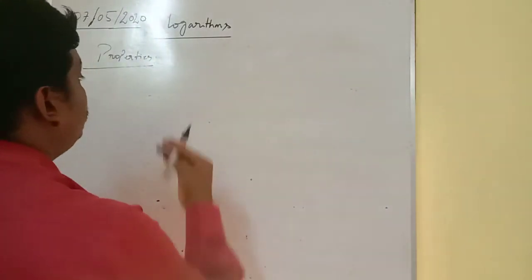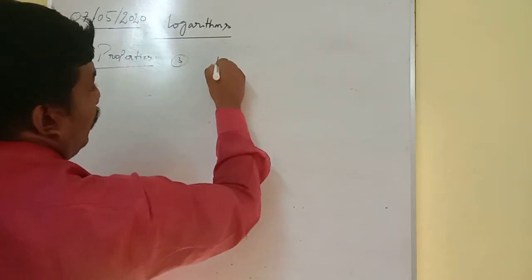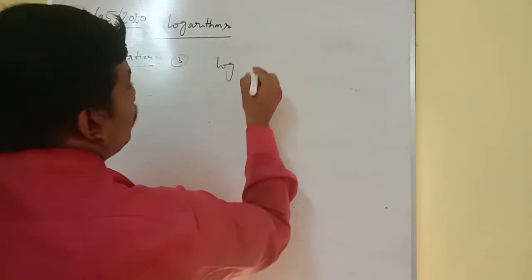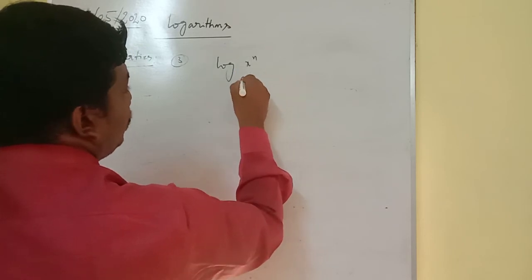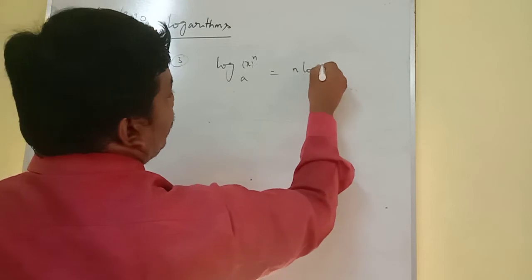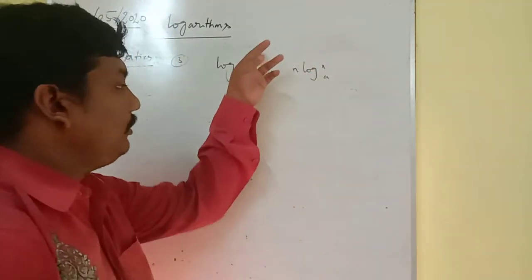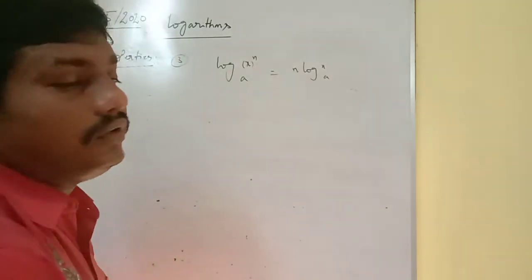It is also very simple. So coming to the third property, the logarithm of x power n to the base a can be written as n into log x base a. So this is the definition: log x power n to the base a is equal to n into log x base a.